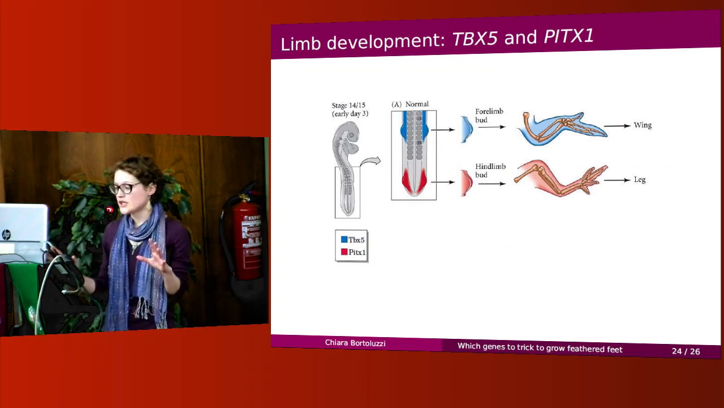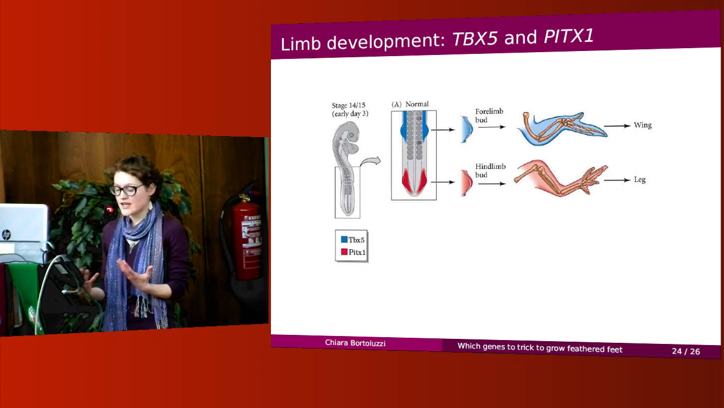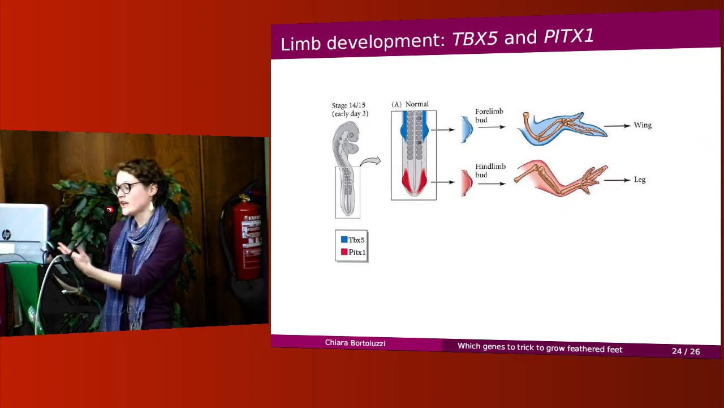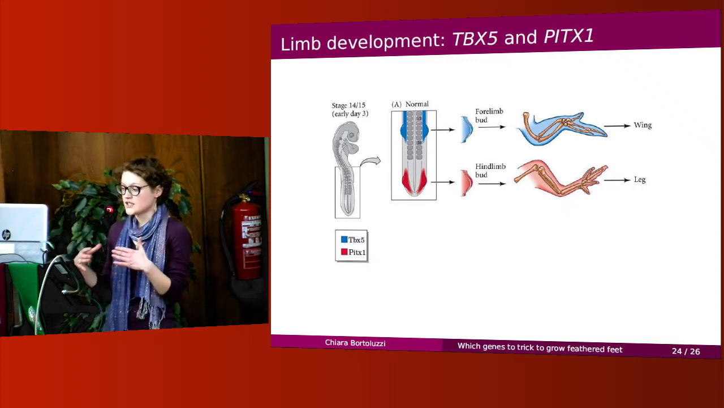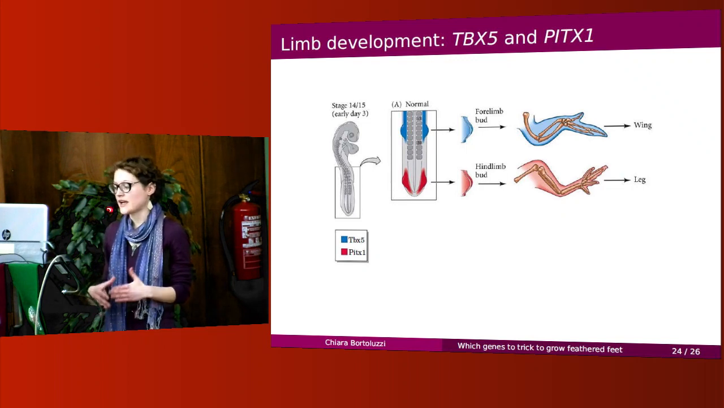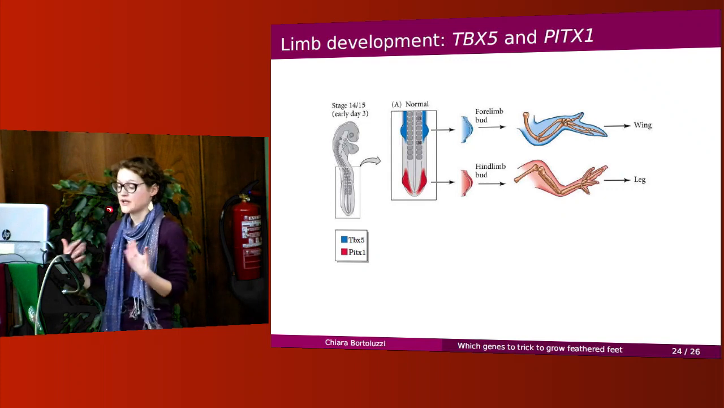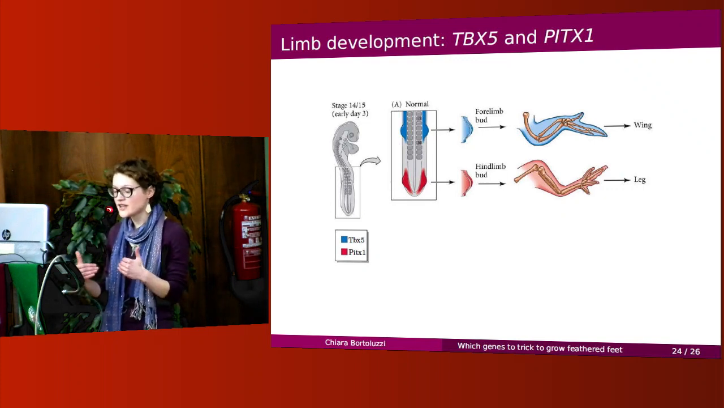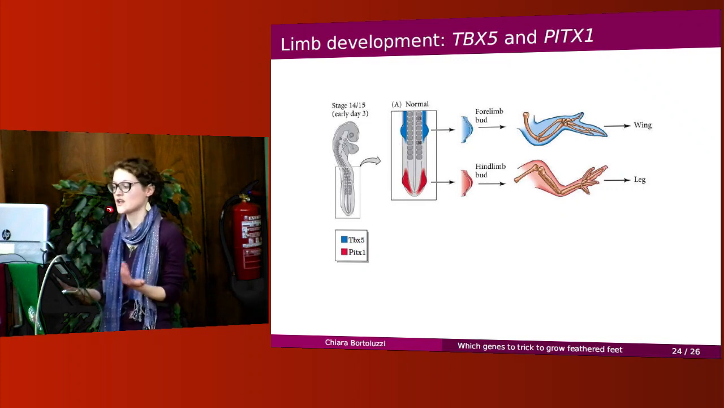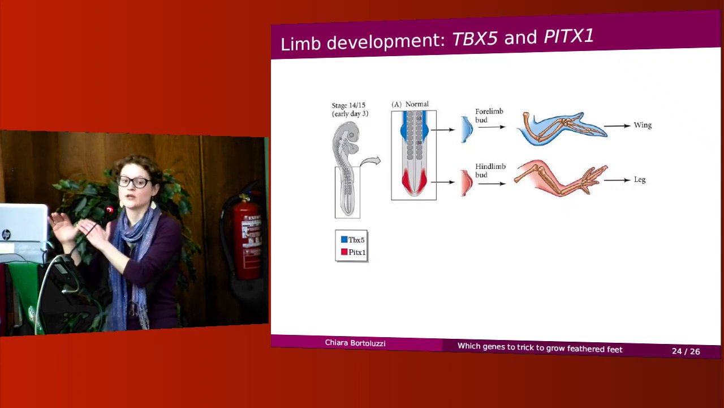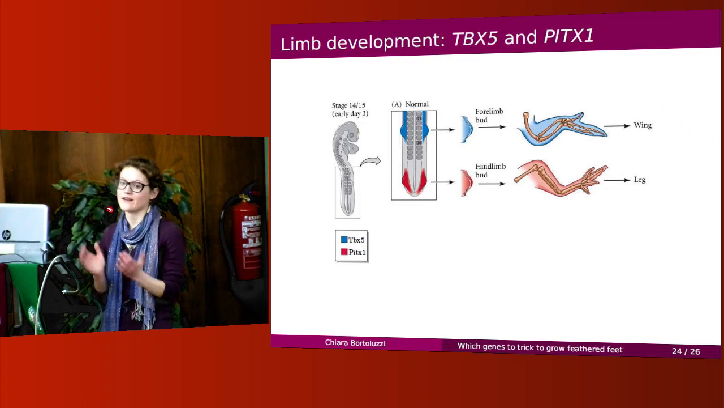So in a normal situation, what you would have is that TBX5 is highly expressed in the forelimb, and it will, of course, result in the development of a wing. And PITX1 is normally expressed in the hind limb, and it will, of course, help the development of the leg. But in our case, what happens is that TBX5 is also highly expressed in the hind limb, and then it will turn the leg into something that looks more like a wing than a leg.